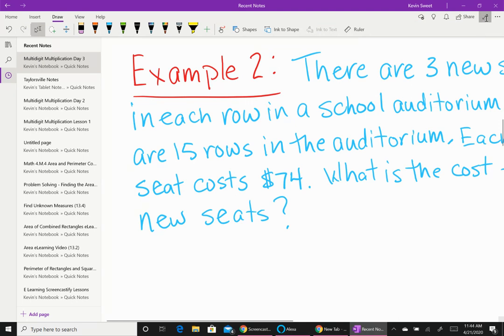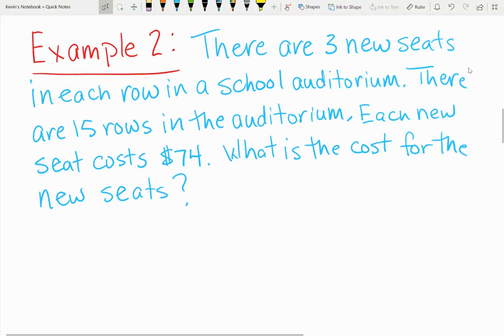Welcome back, fourth grade. We are now going to do example 2, which is a word problem. I'm going to go ahead and start reading our word problem. There are 3 new seats in each row in a school auditorium. There are 15 rows in the auditorium. Each new seat costs $74. What is the cost for the new seats?